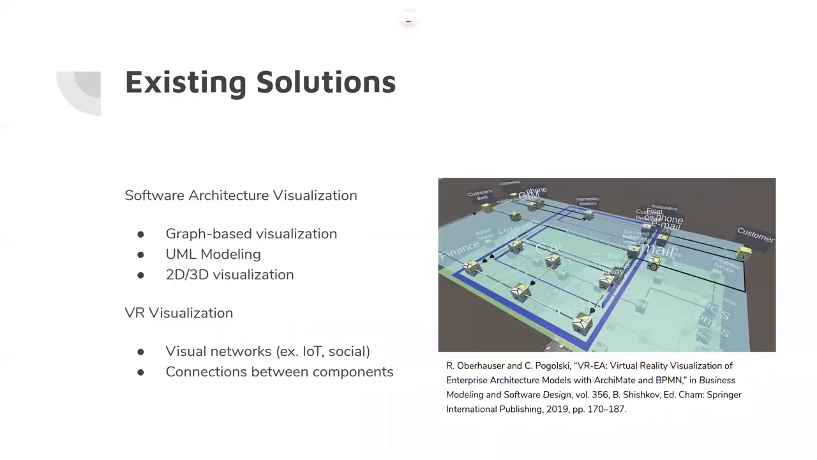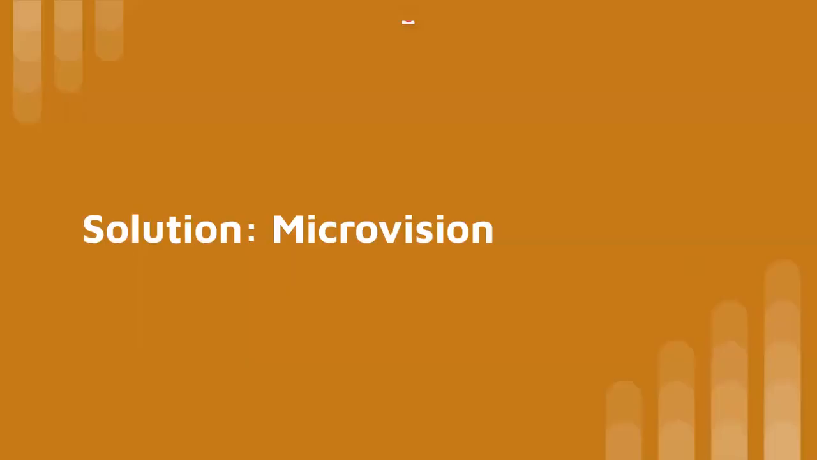There are some people who have tackled software architecture visualizations different ways. Vincent found some cool graph-based visualizations. UML modeling is pretty standard among computer science, and there's some cool 2D, 3D visualization options. VR visualization actually is a thing, which is really cool. It's used to do visual networks like IoT networks or social networks. And I found a really cool paper, which you can see right here in this picture on the side, which does a good job of modeling connections between different components and objects and stuff like that.